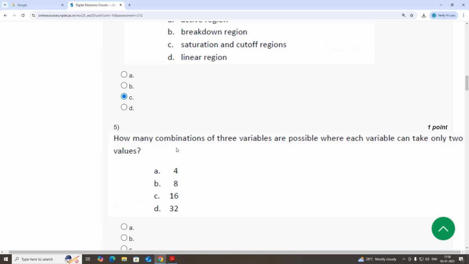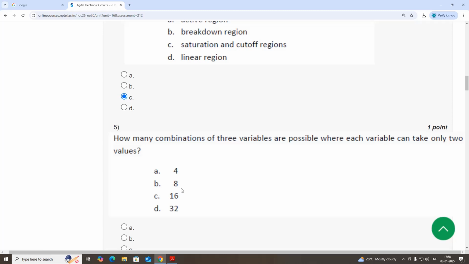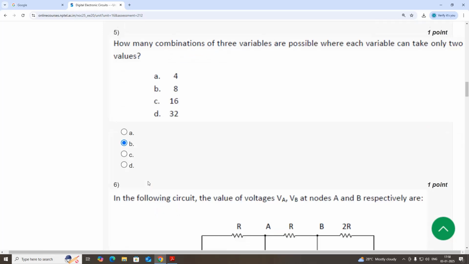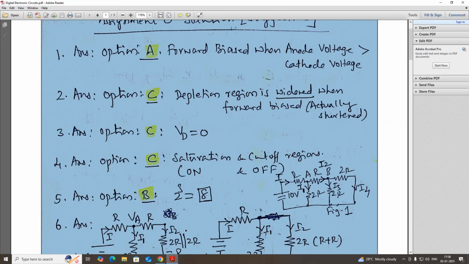Fifth one, how many combinations of three variables are possible where each variable can take only two values? Fifth one, option B, 2 power 3, 3 variables, 8. Option B is 8. Sixth question, in the following circuit diagram, so we'll see the solution.